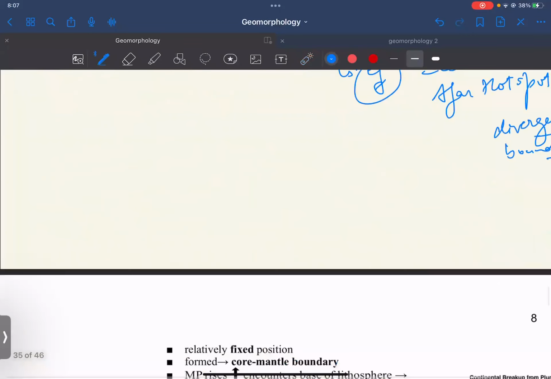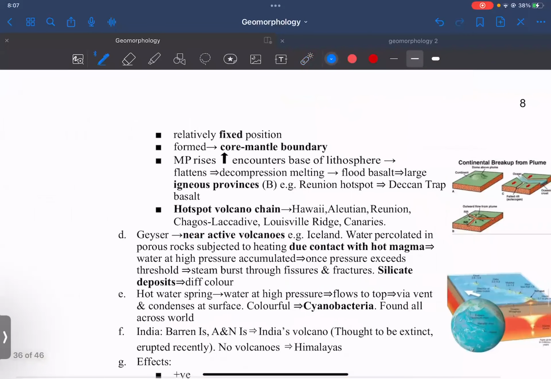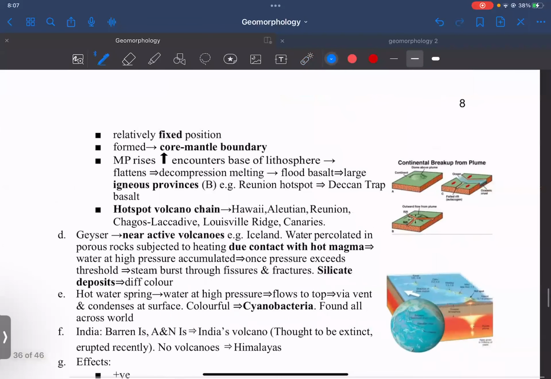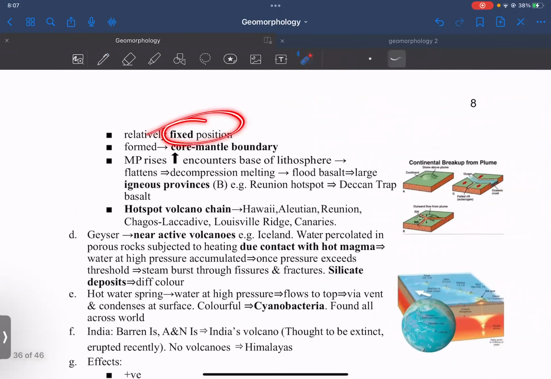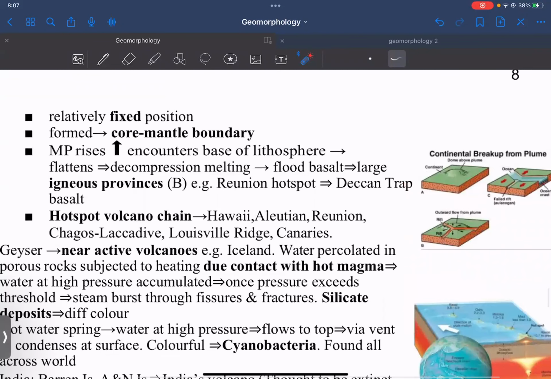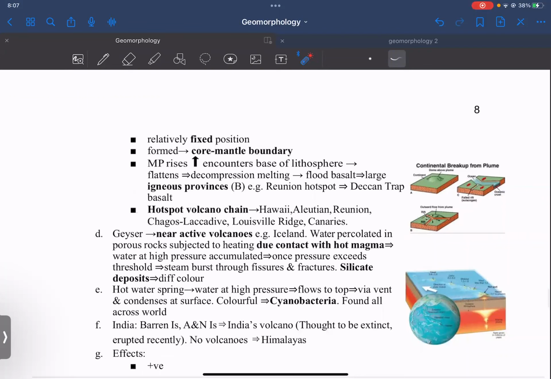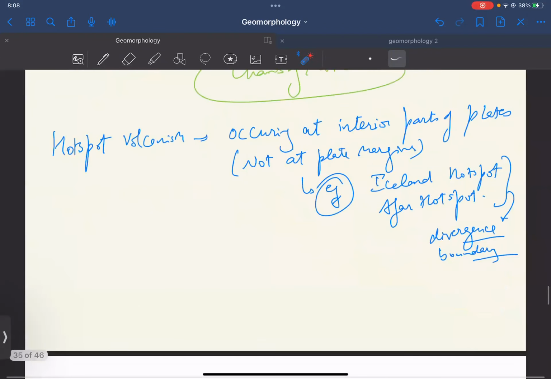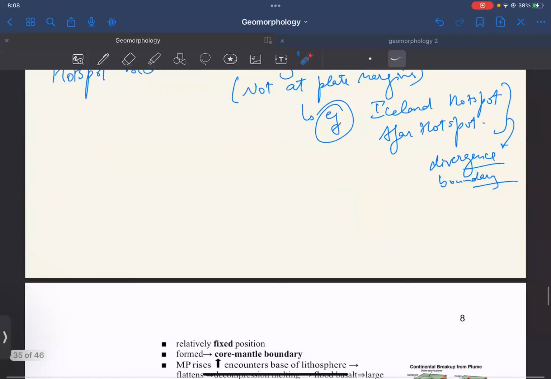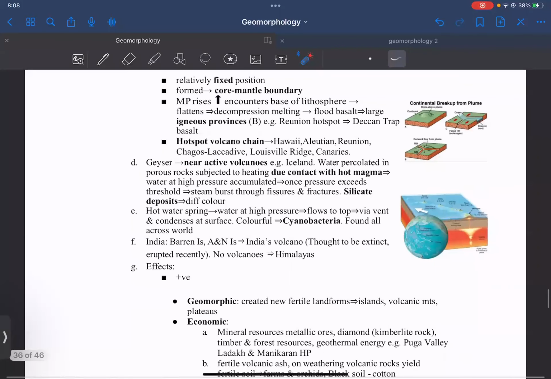I hope hotspot volcanism is clear. So hotspots are at relatively fixed positions. Their magma is rising from the core mantle boundary. Right. All right. I hope this is clear.